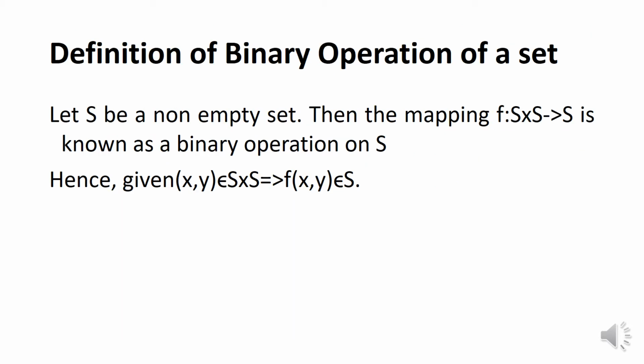Before going to the definition of a set, we shall see what is a binary operation on a set. The definition: let S be a non-empty set, then the mapping F from S cross S to S is known as the binary operation on S. Hence, given an ordered pair taken from the set S cross S, f of (x, y) belongs to the set S.